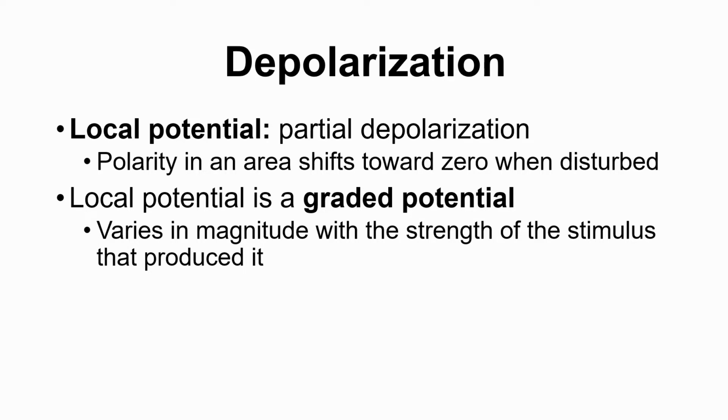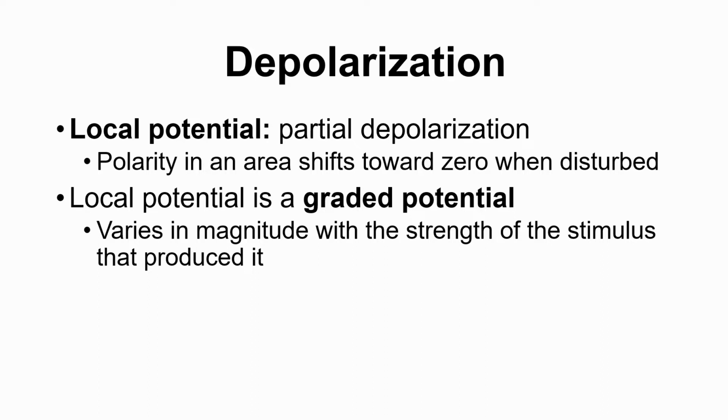And just from how I'm talking about this local potential, you might have figured out that it's very different in terms of characteristics from our action potentials. So where our action potentials are all or nothing, where as soon as they start, they're always going to occur with the same shape and size and magnitude, a local potential is what we call a graded potential. And this means that it varies in magnitude with the strength of the stimulus that produced it.